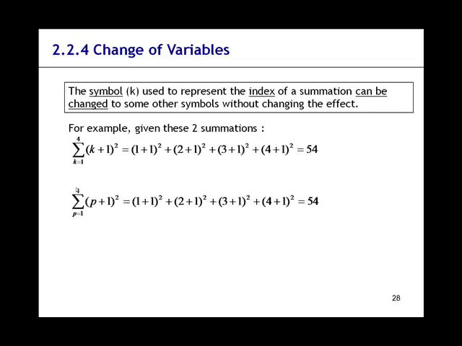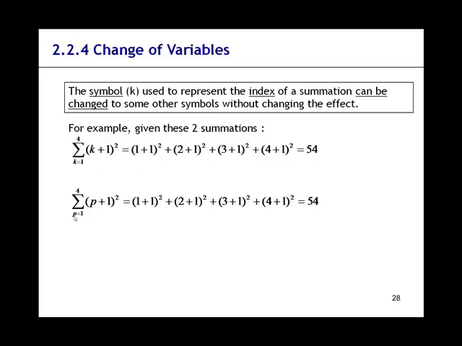So, for example, we have two summations. In this case, my index is K. So everything in the formula is expressed in terms of K in order for it to work. So you have K equals 1 to 4. The formula is K plus 1, whole thing squared. So if you were to expand this, you will sub k equals 1, k equals 2, k equals 3, k equals 4, you get this value 54.